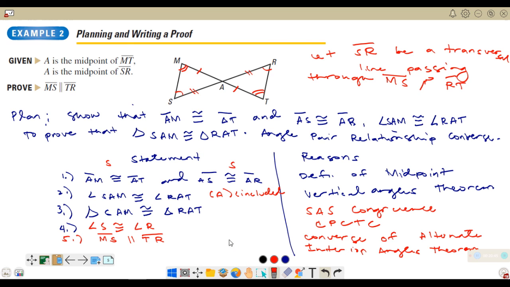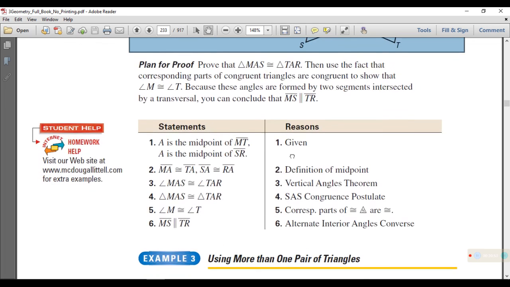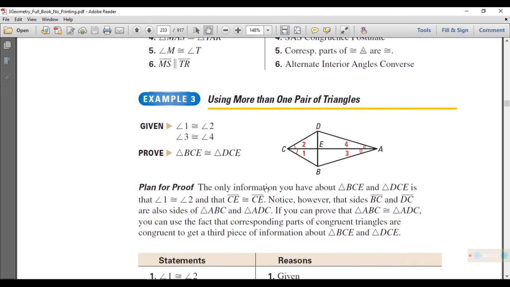Okay? Okay, now let's look at the approach from the book. Ayan, parehas lang naman yung sinabi. CPCTC, tapos alternate interior angles converse. But, instead of S and R, ang pagkakaiba lang namin, ang ginamit niya dito ay M at T. Ako ang ginamit ko ay S and R. But either way, parehas pa rin yung tatama. Okay?